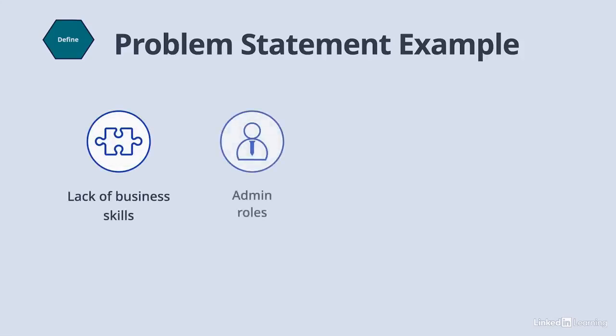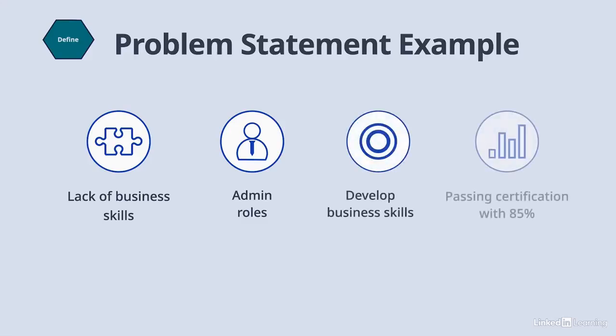For this example, our problem statement will focus on training employees. In this case, there's a lack of business skills. The persona we're targeting are administrative employees. The outcome we're looking for is to develop new business skills. We'll measure this by how many people pass certification tests.